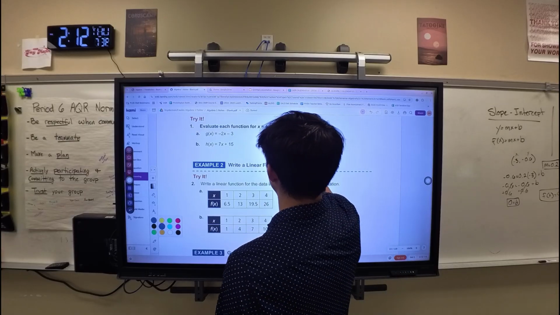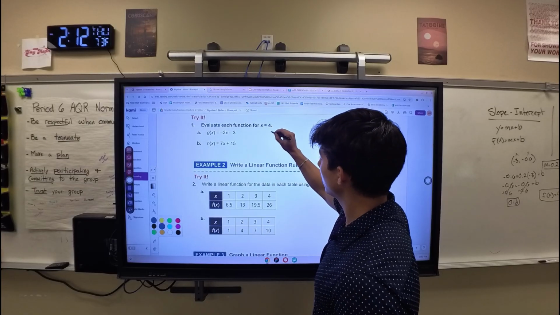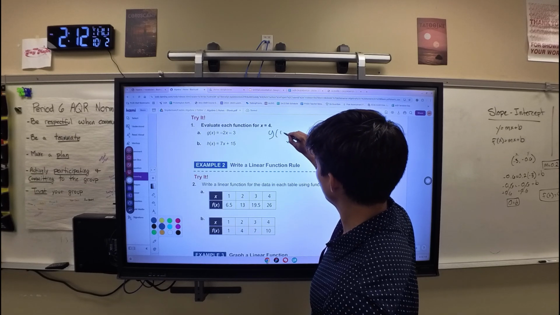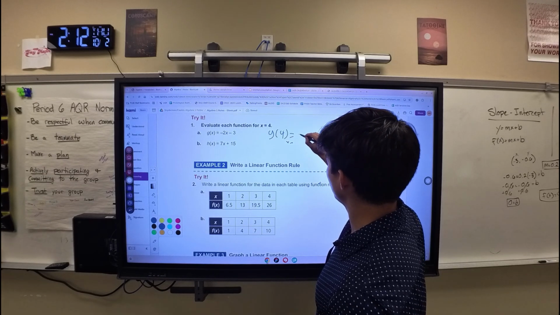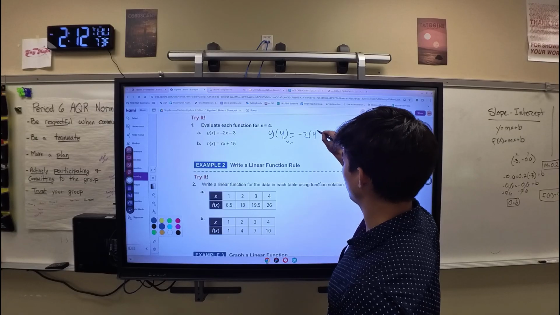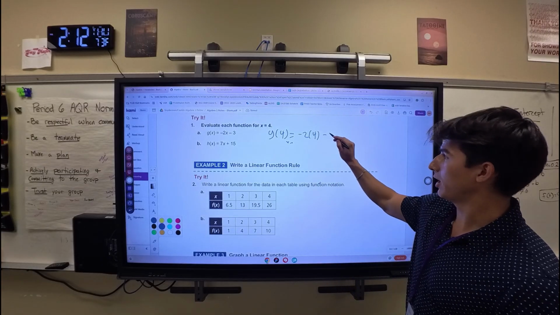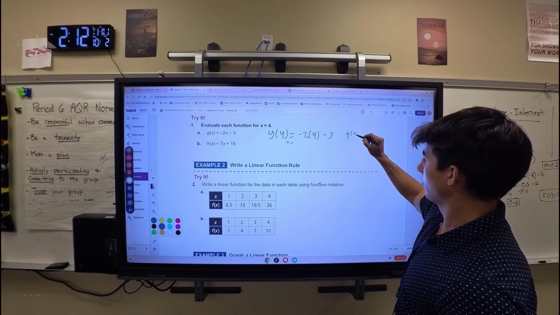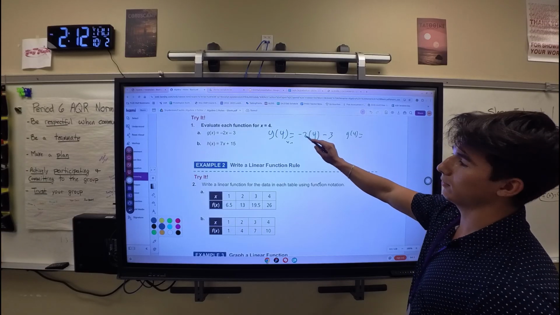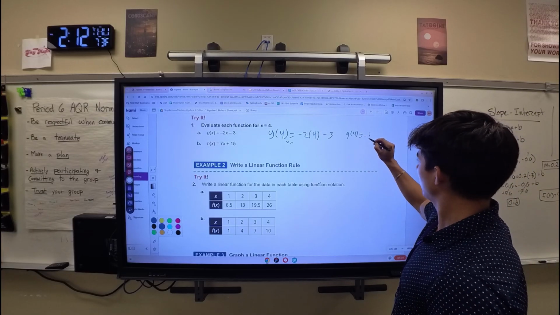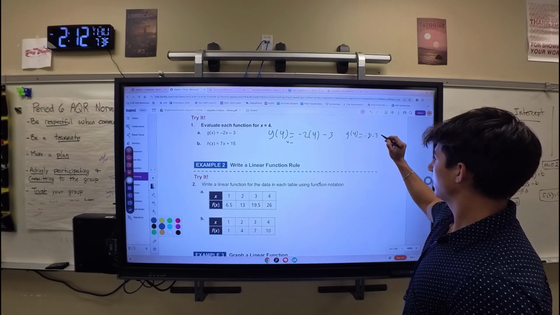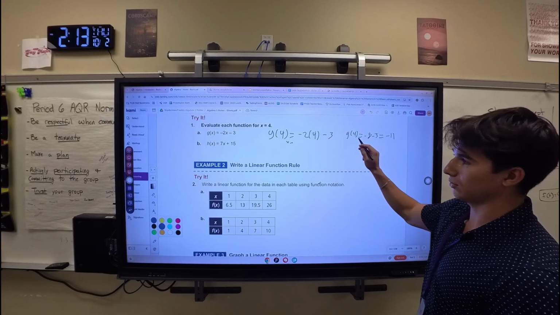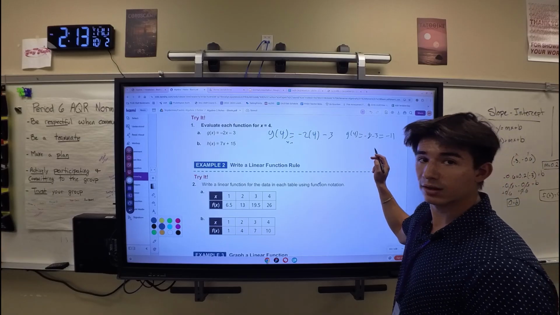So we're going to say G of 4 equals negative 2, and we're going to put 4 in parentheses, minus 3. So G of 4 equals negative 2 times 4, which is negative 8, minus 3. Negative 8 minus 3 is negative 11. So G of 4 is negative 11.